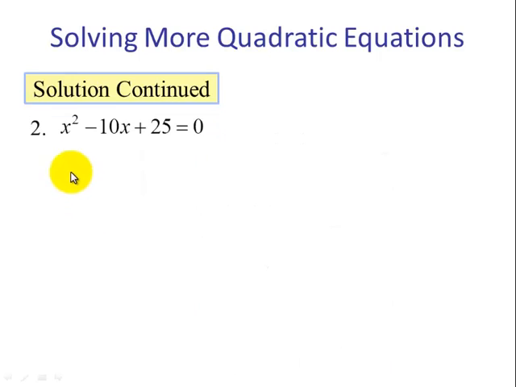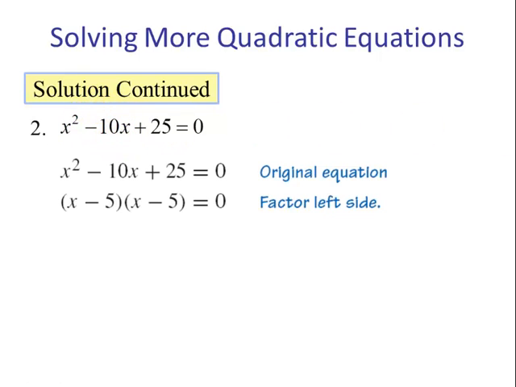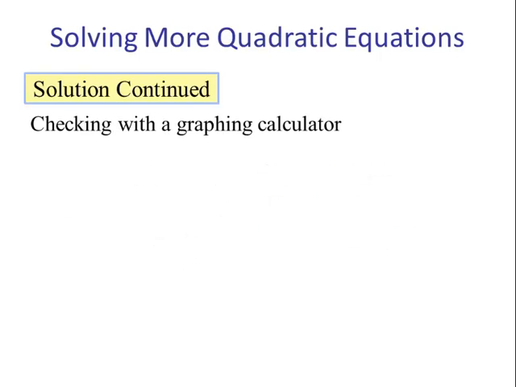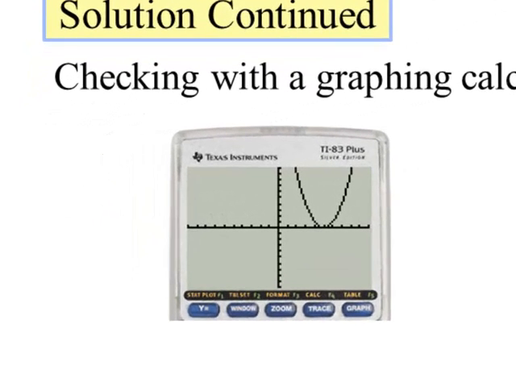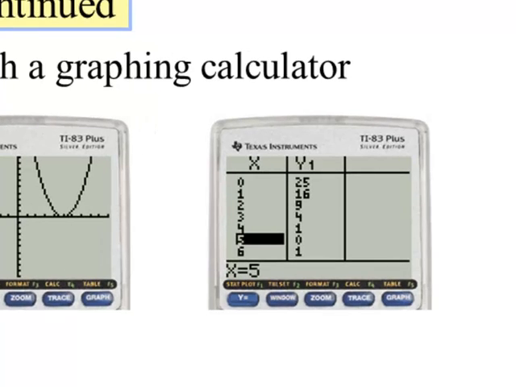Number 2, a is equal to 1, so our next step is to factor. What two numbers multiply to give me 25 and add up to give me negative 10? That would be negative 5 and negative 5. So we take each of these binomials, set them equal to 0, and we see that x is equal to 5. We only have one solution in this case. To check it, we type in the trinomial in y1 and we hit graph. We can see this is only touching the x-axis once, so there's one x-intercept. And if we go to table, we see that when x is 5, y is 0.